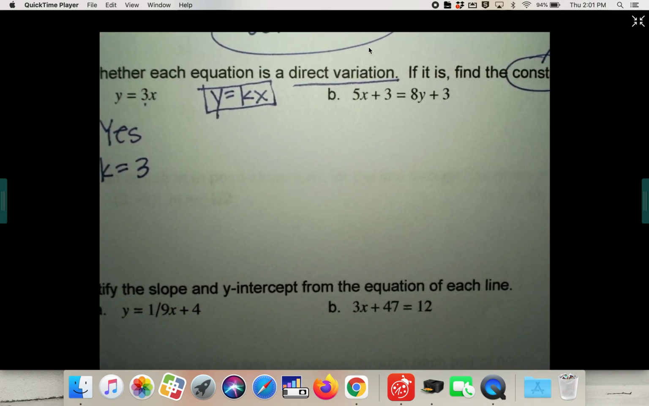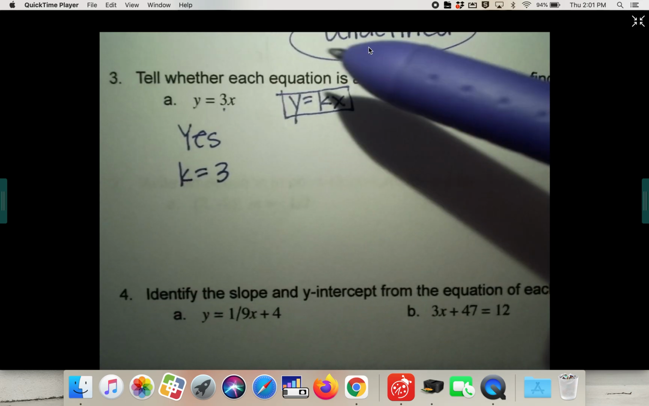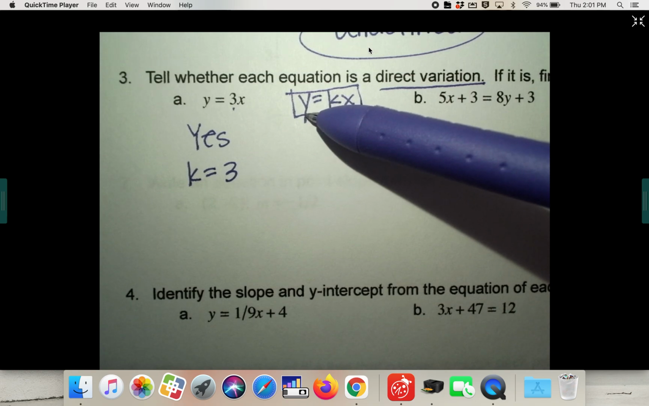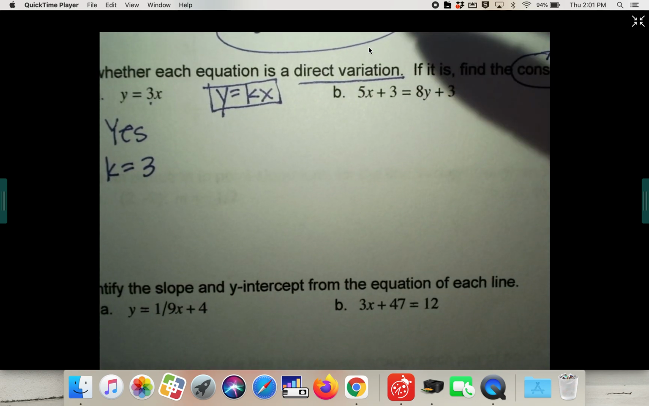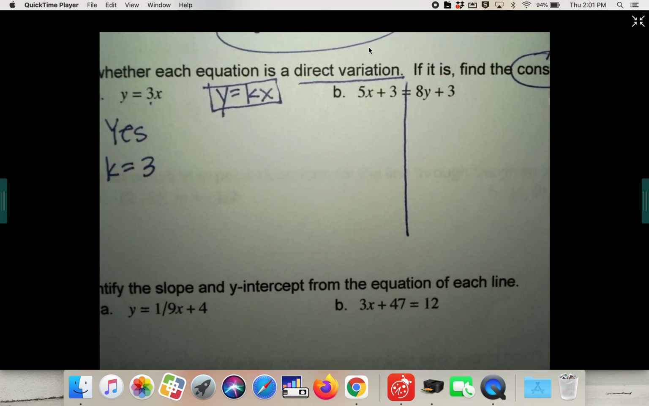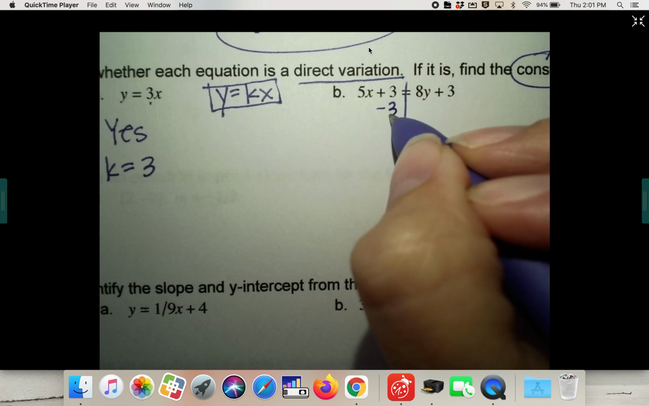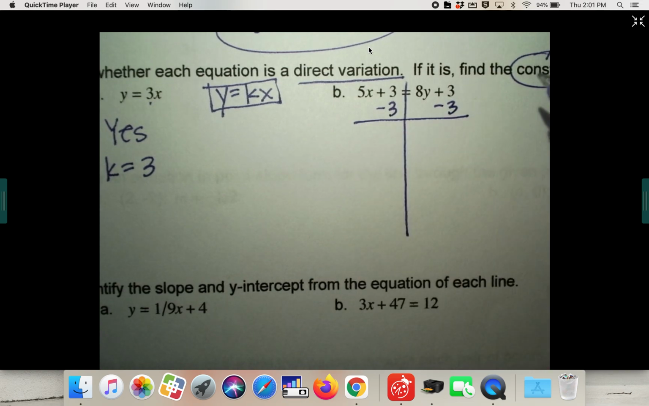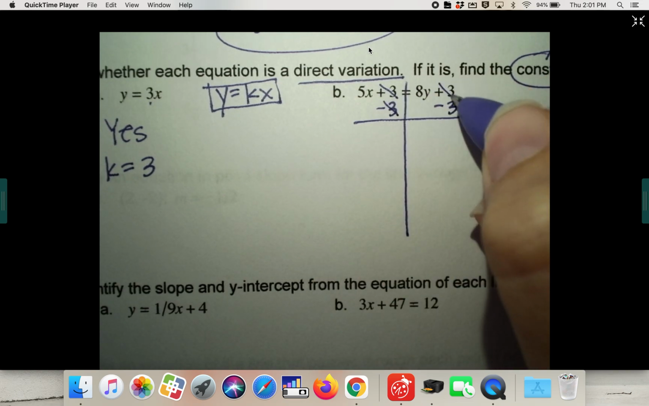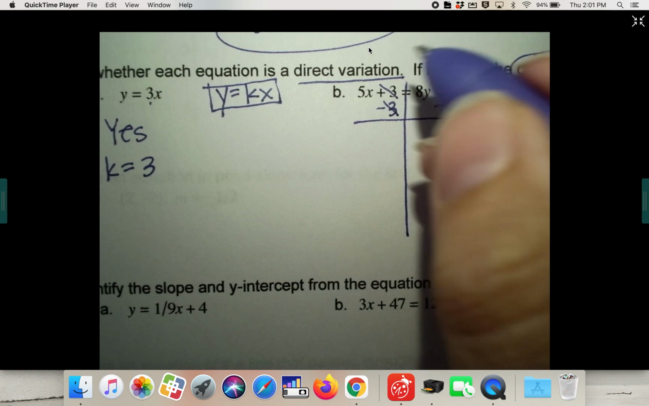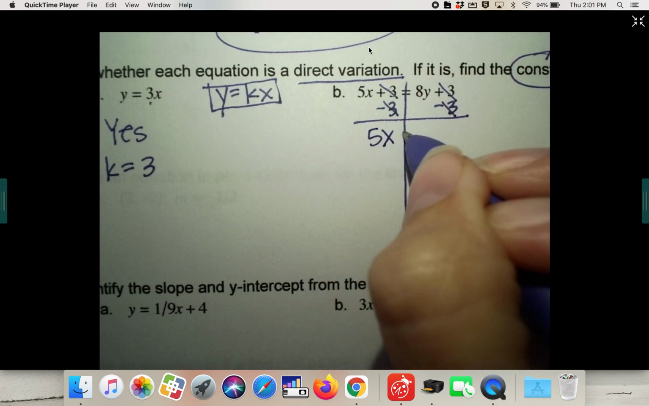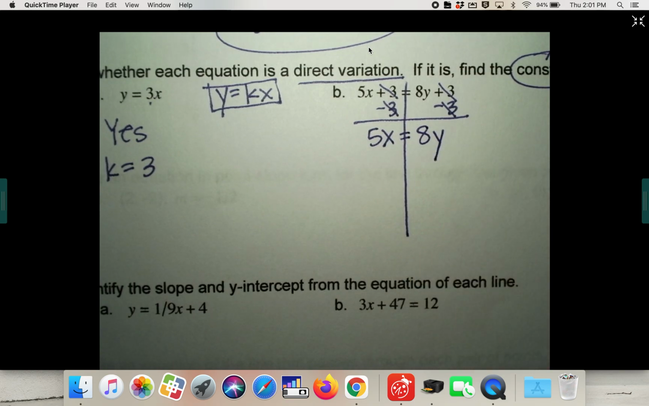This one looks really crazy. We don't know if it is. I mean, automatically I think no, but we don't know for sure until we get y by itself. So let's rearrange this and get y by itself and find out. So I would start by maybe subtracting 3 from both sides. Okay, what you see happens here is they cancel out on both sides. So now we're left with 5x equals 8y.